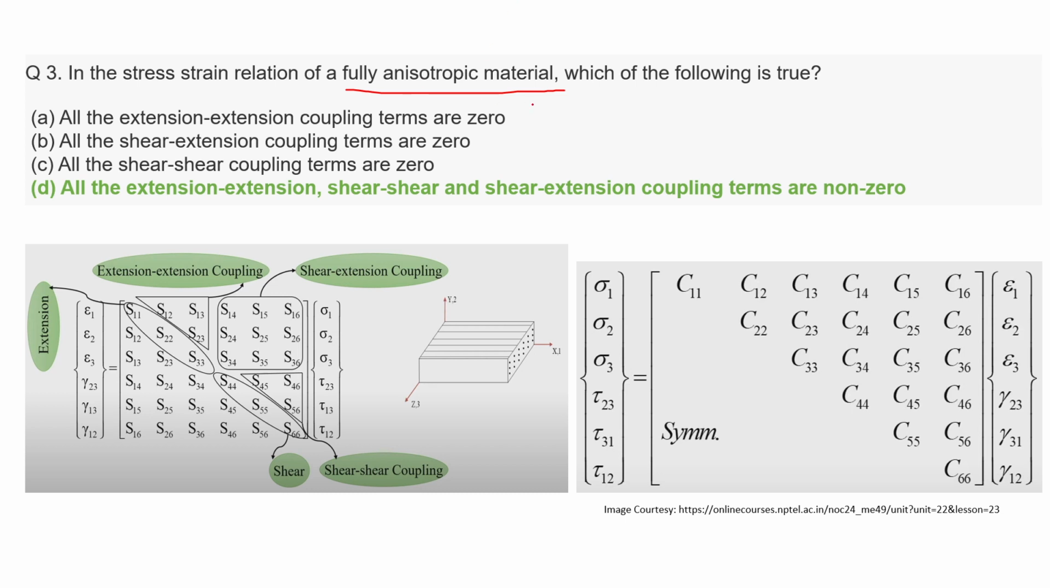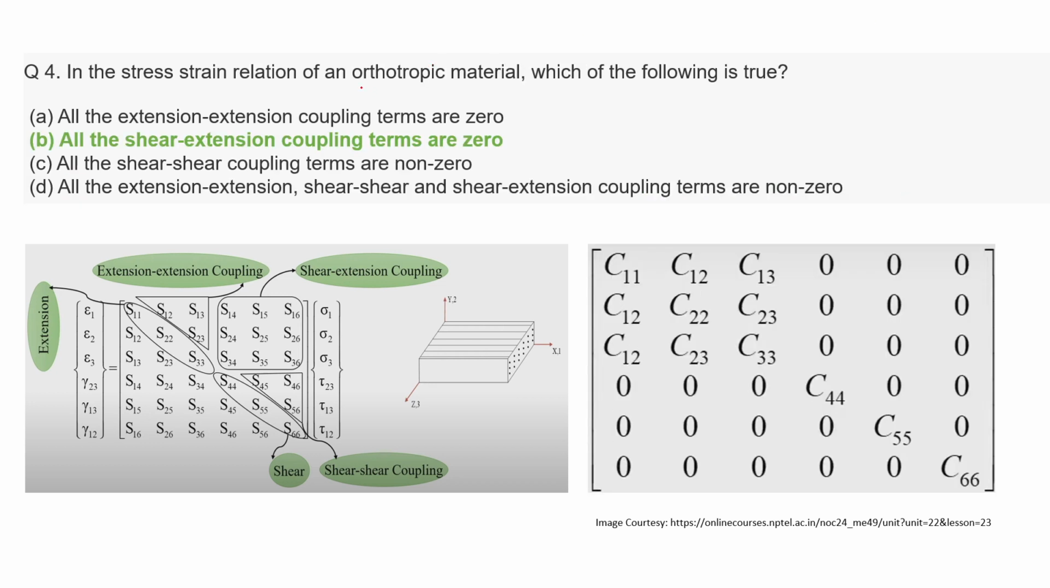So for a fully anisotropic material, you can see all the independent constants are non-zero. So option D will be the answer, that all the extension, shear, and shear extension coupling terms are non-zero. Whereas if it's an orthotropic material, you can see this portion, which is the shear extension coupling term, is 0, and also the shear coupling terms are 0. So here all the shear extension coupling terms are 0. So this one is the only correct answer here. So option B is correct.